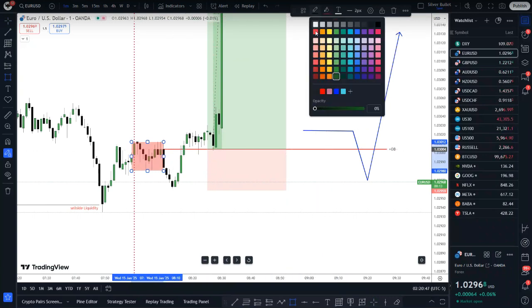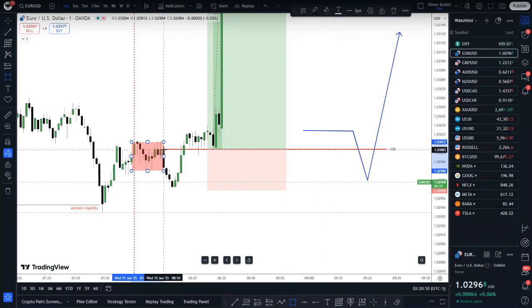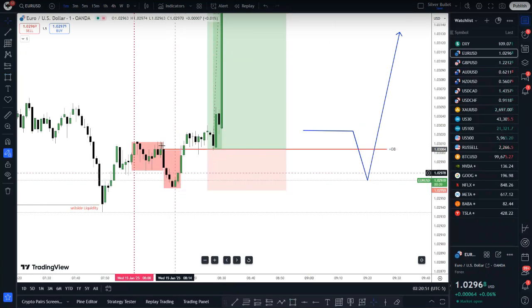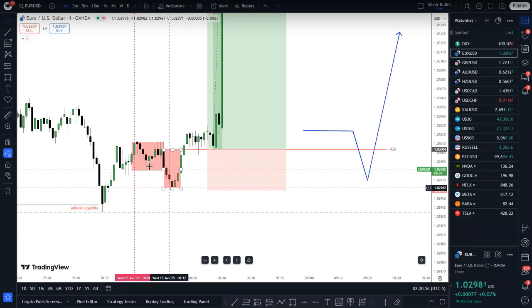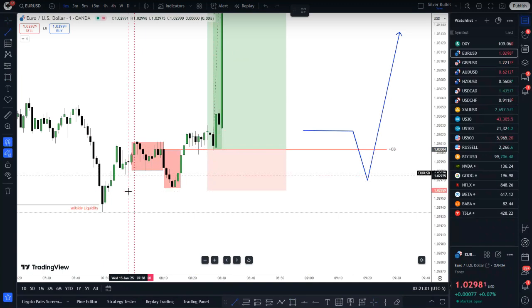Sorry, my bad. It was accumulation. There was a manipulation here. And look at this manipulation. After the manipulation, then it started distributing. Look at this beautiful low here. Checking out these lows, and this low here. This was simply what? Sell side liquidity on the 1 minute chart.